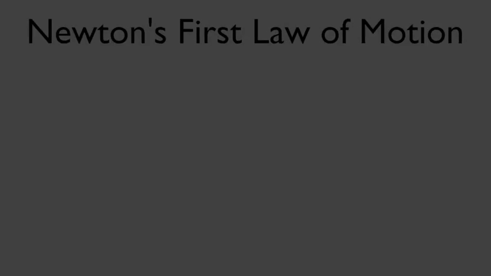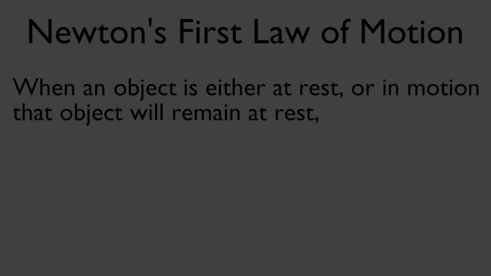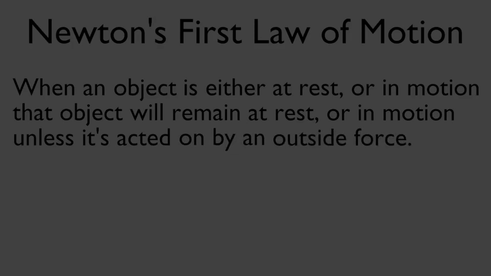Newton's first law of motion states that when an object is either at rest or in motion, that object will remain at rest or in motion unless it's acted on by another force. What this law is saying is that if you have an object that's not moving, like this green ball here, it's going to remain not moving forever.